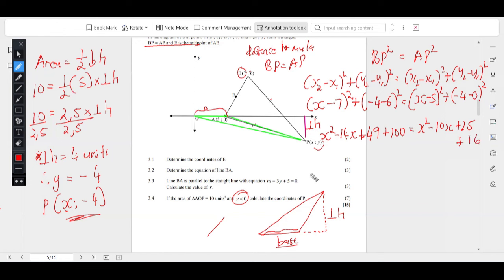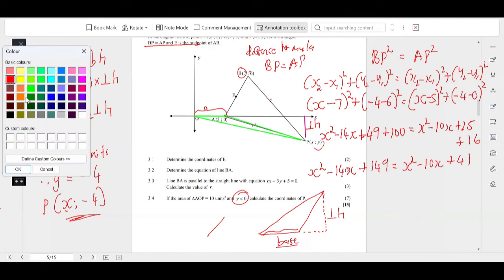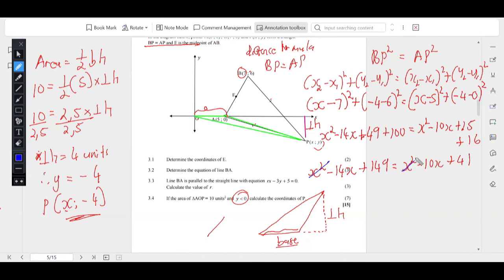And then from this part, I can say x squared minus 14x. 49 plus 100 is 149. And then that side, I have x squared minus 10x. Then 25 plus 16 is 41. Right. Now, we can tell that, obviously, the x squared and the x squared will cancel out. So we'll be left with negative 14x, which we can transpose this negative 10. It will be plus 10x.